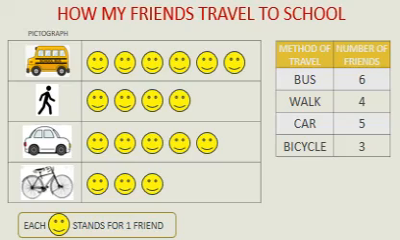Similarly, we have shown how many of them walk, how many travel by car, and how many travel by bicycle. Can you tell me how many of them are traveling by a car? Yes, good. 5 friends of Fatma travel by a car.